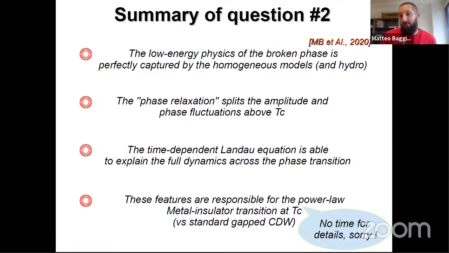One thing that I don't have time for, but of course, this kind of dance of modes has implications on transport. There are features which appear, especially in the conductivity, which are given by these things. In particular, what you will find out is that there is a metal-insulator transition at Tc. This is very different from what happens in a standard gapped charge density wave, let's say, where this metal-insulator transition is exponential, because here it is power law. And one can understand very well why it's power law, just following what I told you.